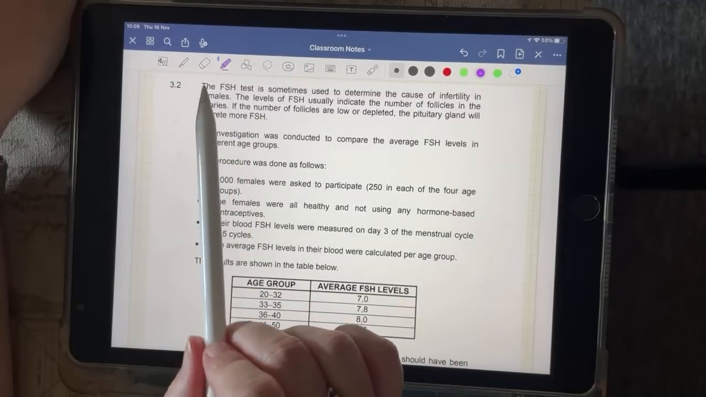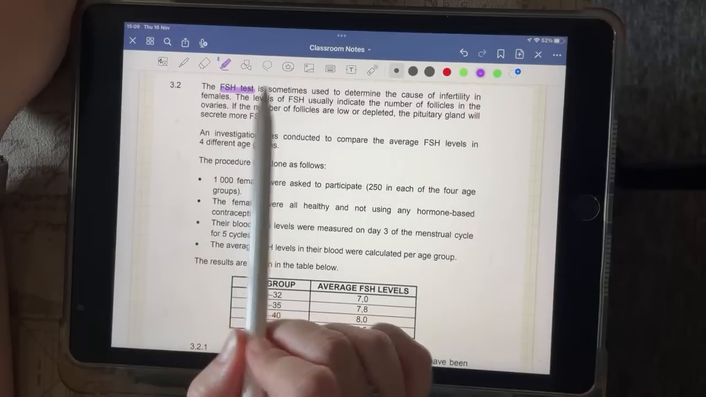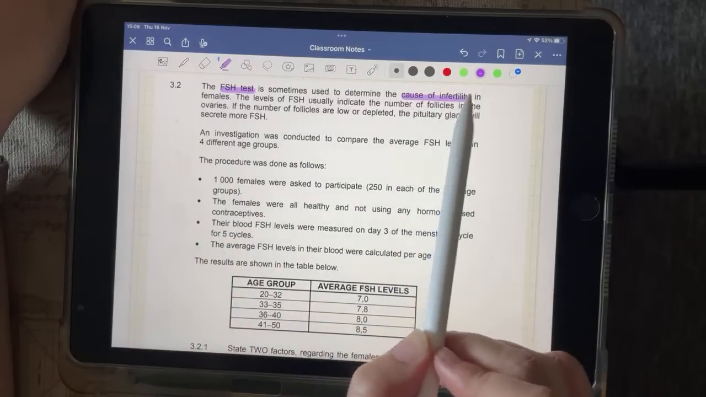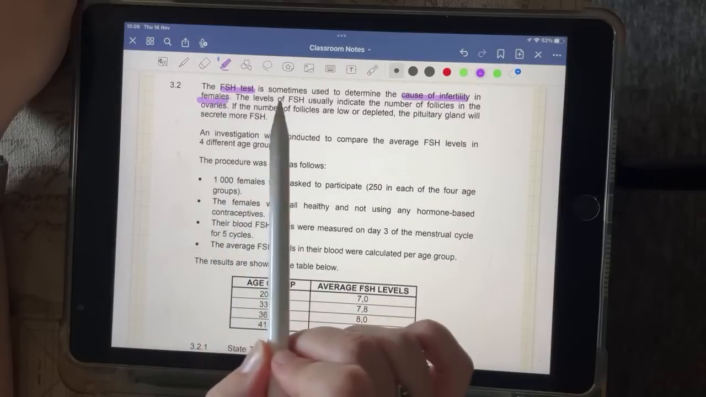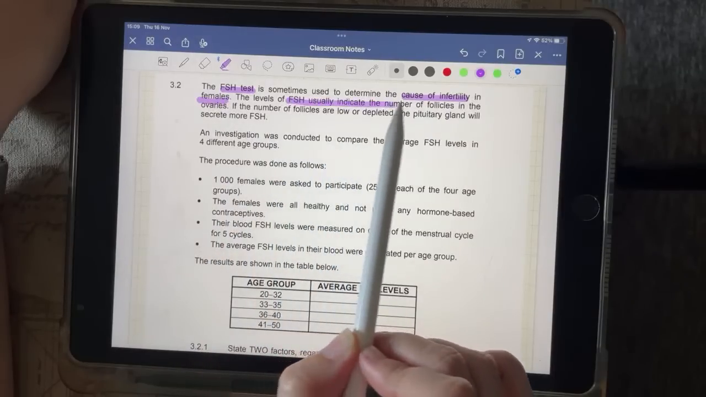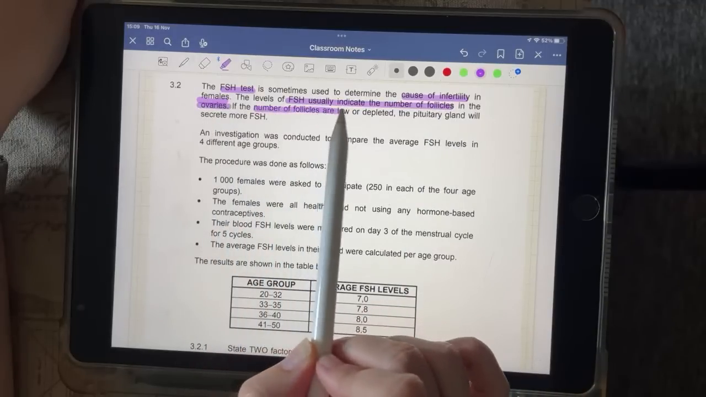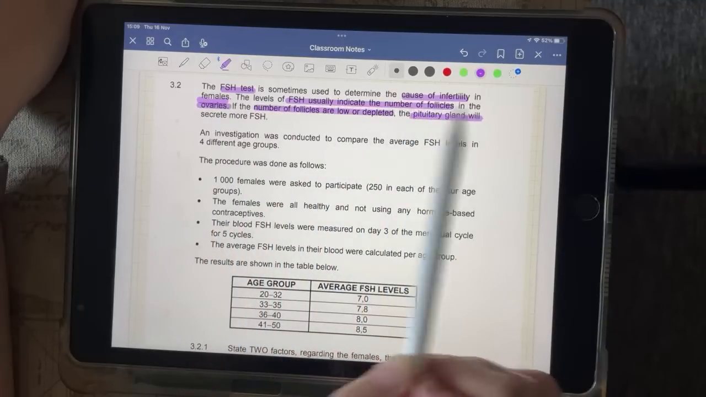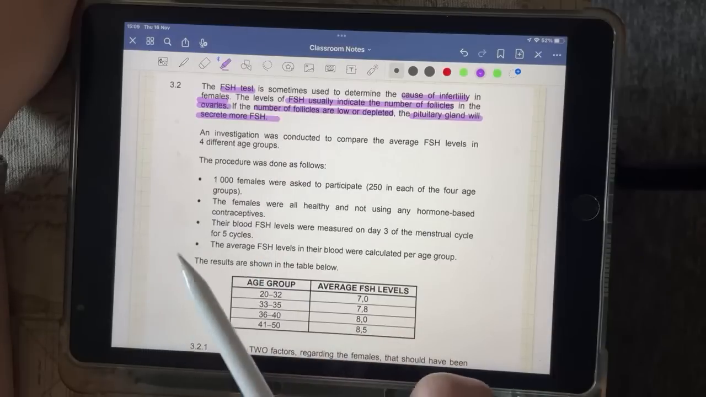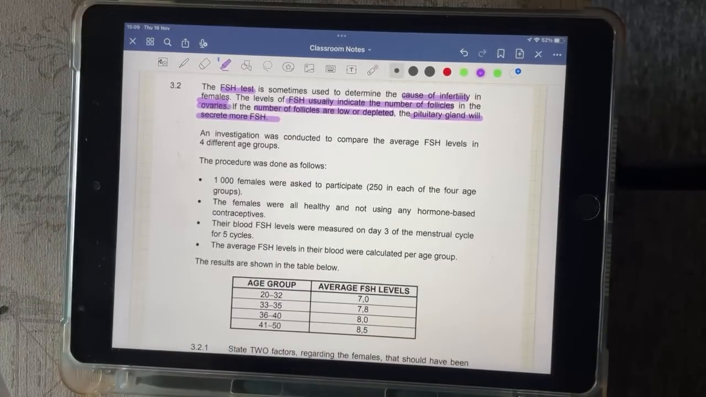Okay. The FSH test is sometimes used to determine the cause of infertility in females. The levels of FSH usually indicates the number of follicles in the ovaries. If the number of follicles are low or depleted, the pituitary gland will secrete more FSH. In other words, FSH can indicate someone's fertility.